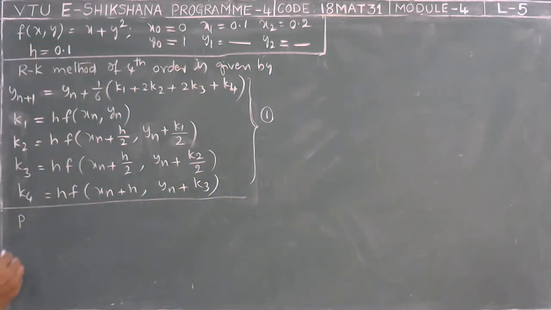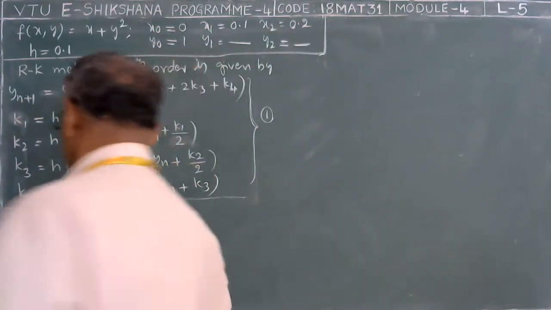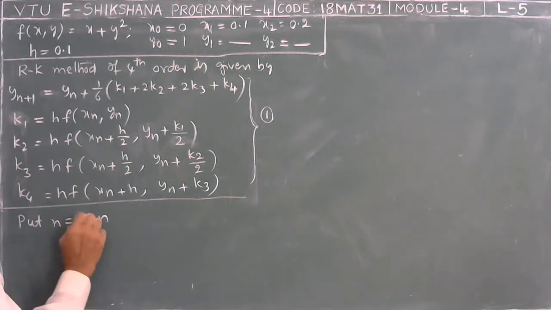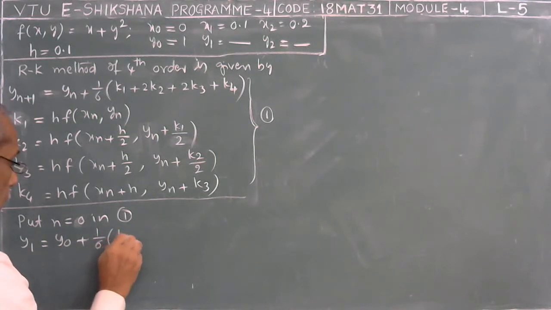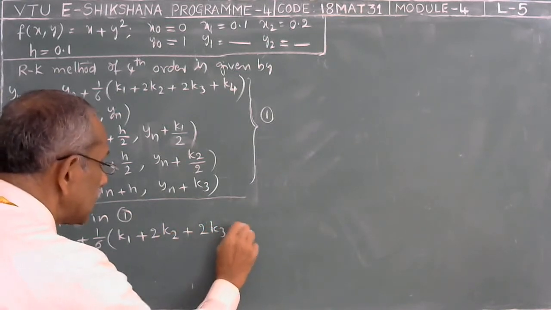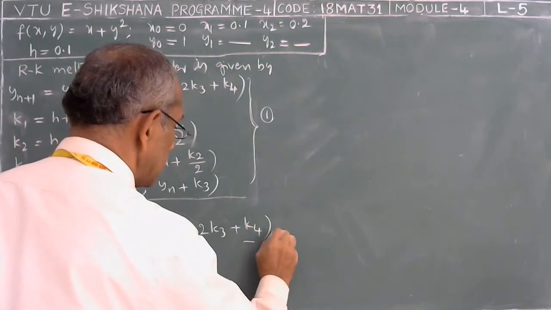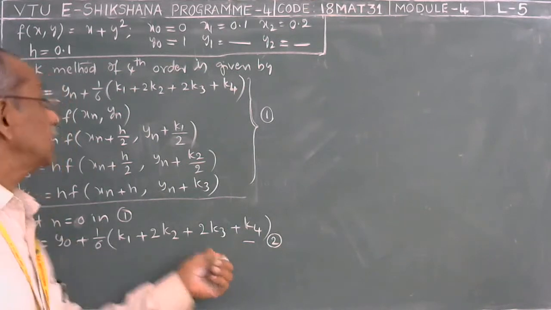I put n is equal to 0, I get y1. I get y1 when I fix n is equal to 0 here. So put n is equal to 0 in 1. So I get y1 is equal to y0 plus 1 by 6 into k1 plus 2 k2 plus 2 k3 plus k4. Let me call this equation number 2. So I need to calculate now these k's and substitute in 2 to get y1.